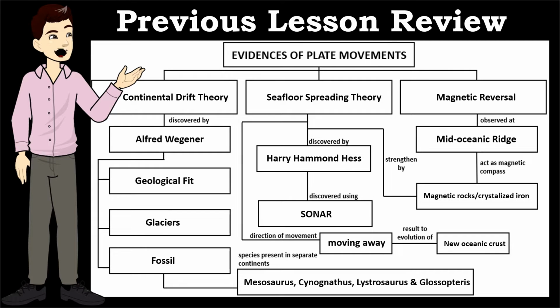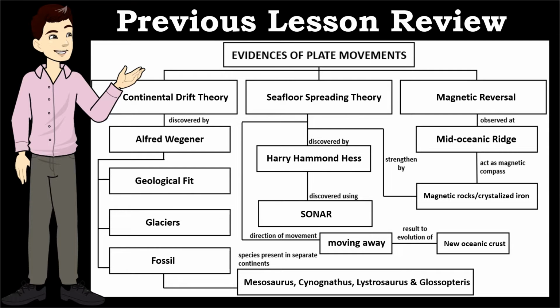You have learned in your Module 3 the evidences of plate movements, namely, continental drift theory, seafloor spreading theory and magnetic reversal. Continental drift theory was discovered by Alfred Wegener. He collected 3 diverse pieces of evidences to support his theory, namely, first is geological fit, second is glaciers, and lastly fossil evidence. In his fossil evidence there were 4 species present in separate continents, namely, Mesosaurus, Cynognathus, Lystrosaurus and Glossopteris. Seafloor spreading theory was discovered by Harry Hammond Hess using a sonar or sound navigation and ranging.